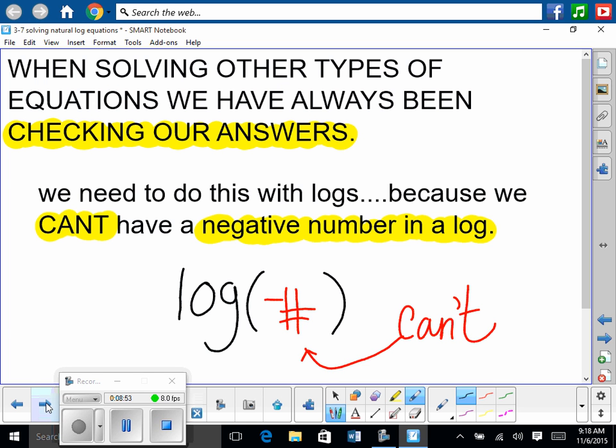All right, so when solving other types of equations, we've always been checking our answers, right? By plugging our answers back in. All right, now we have to do this with logs because we cannot, right, there's perfect.